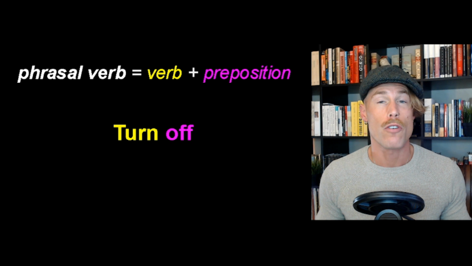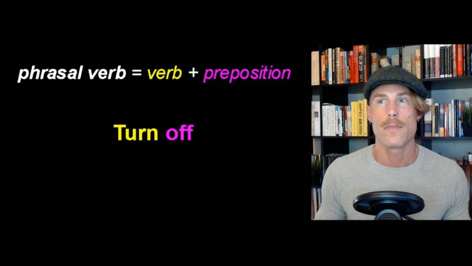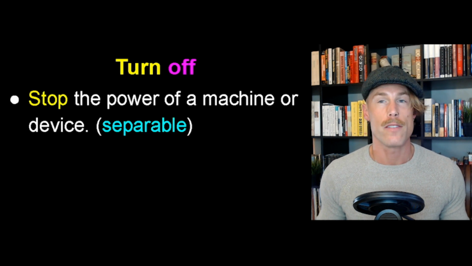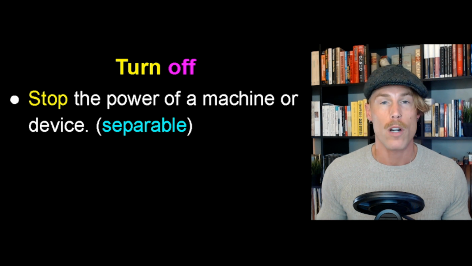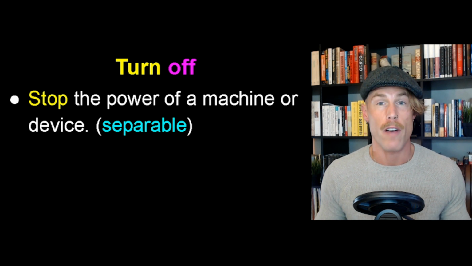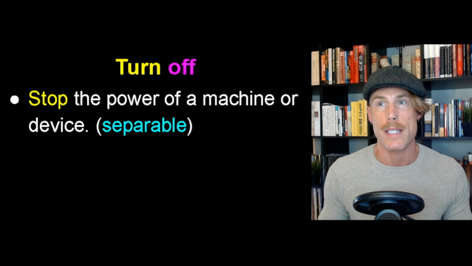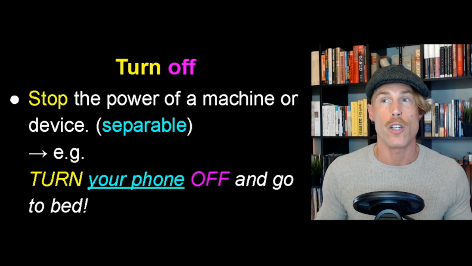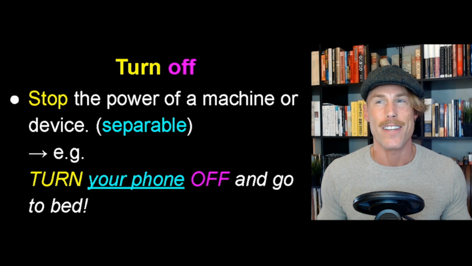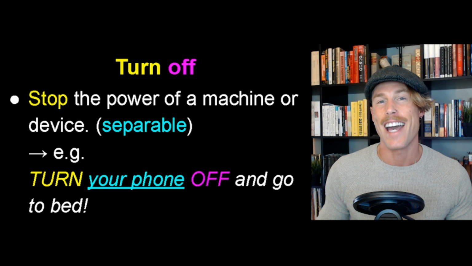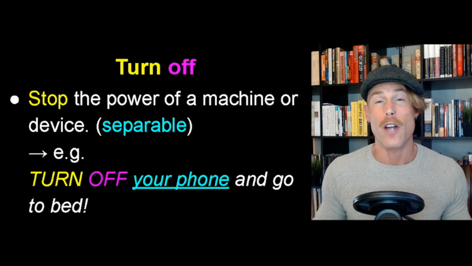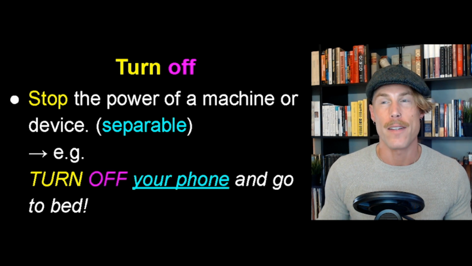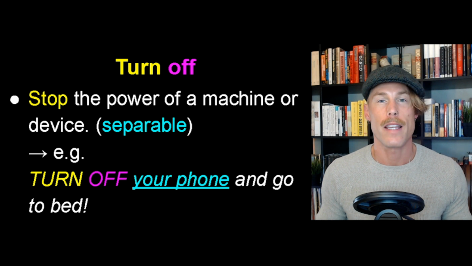Okay, turn off. Turn off means to stop the power of a machine or a device. Similar to turn on, turn off is the opposite. So, turn off your phone and go to bed. Turn your phone off and go to bed. Turn off your phone and go to bed. This is separable, so both of them are correct.